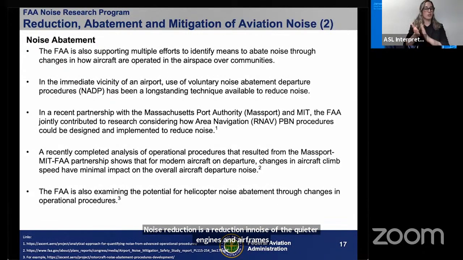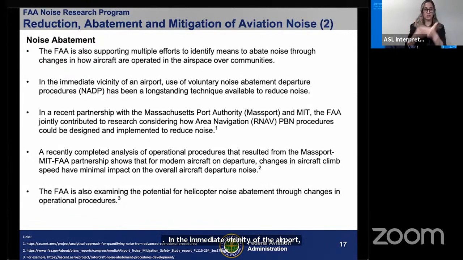And in the immediate vicinity of an airport, the use of voluntary noise abatement departure procedures has been a long-standing technique available to reduce noise and is still in use today. And in a recent partnership with the Massachusetts Port Authority, Massport, and MIT, we, the FAA, have been jointly conducting work to understand how area navigation PBN procedures could be designed and implemented to reduce noise. And I referred to some of this earlier in my briefing.